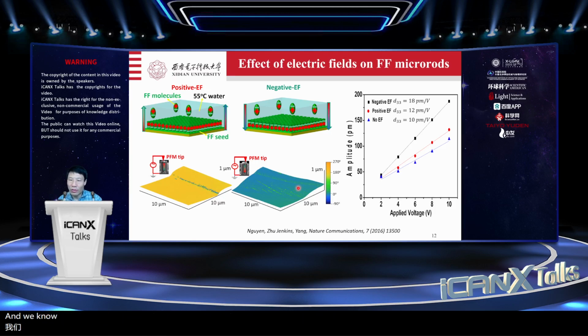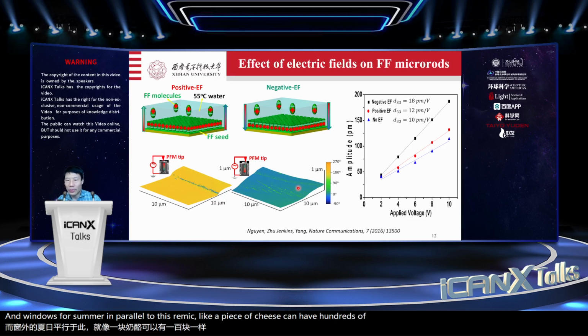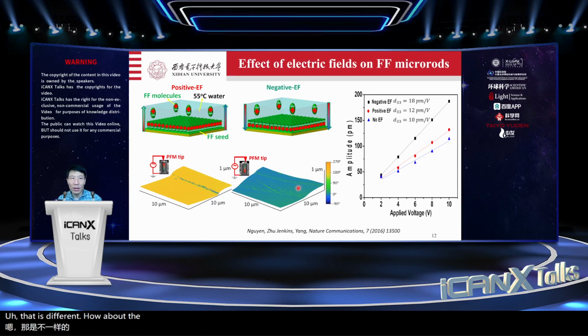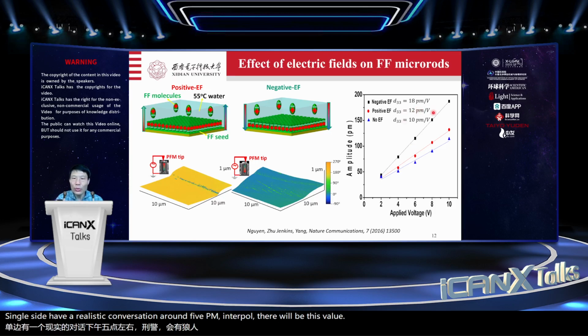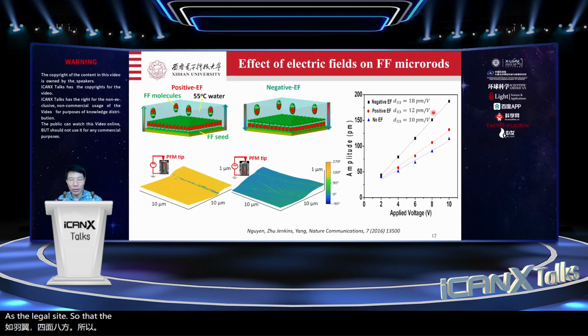We know some piezoelectric ceramics like PZT can have hundreds of picometer per volt, but that is different. How about my earlier favorite material, zinc oxide? Zinc oxide has a piezoelectric constant around 12 picometer per volt. That will be this value. It looks like the FF macro rods have a comparable piezoelectric property to zinc oxide. So that's pretty good. That's really encouraging. And some materials are even higher, reaching 18 picometer per volt. So that is even better.